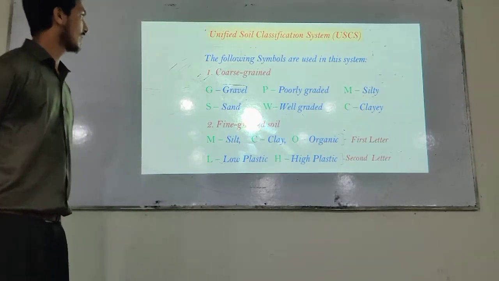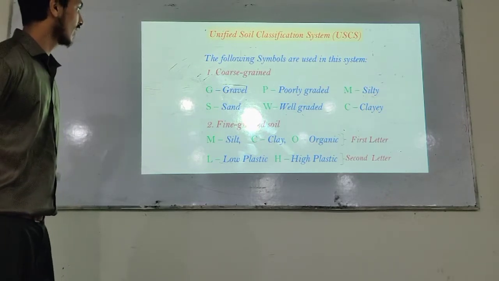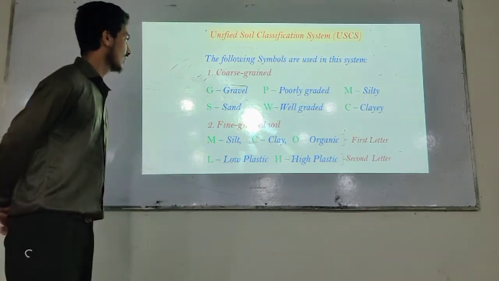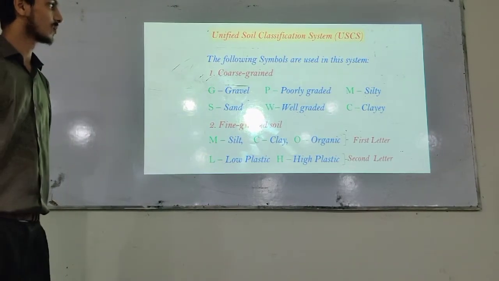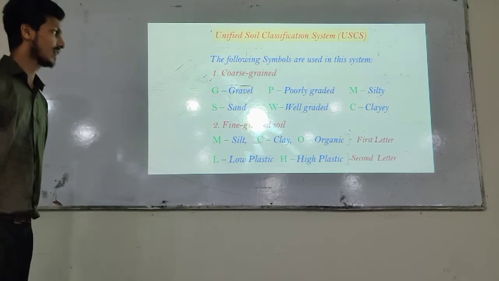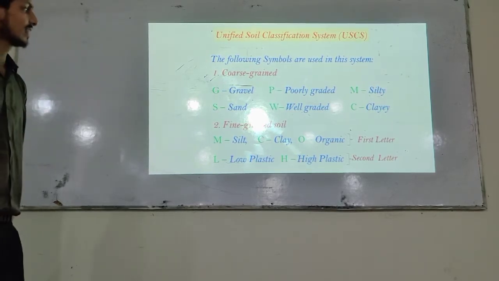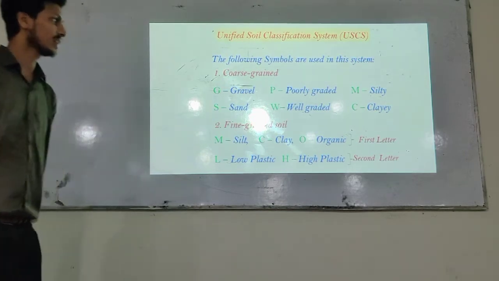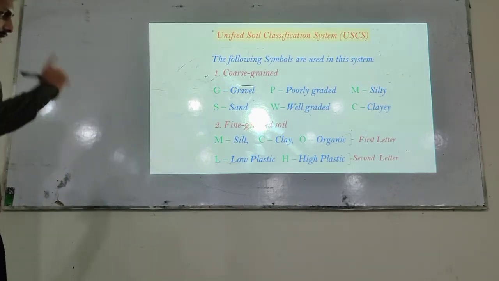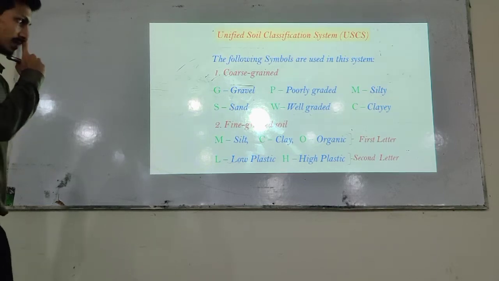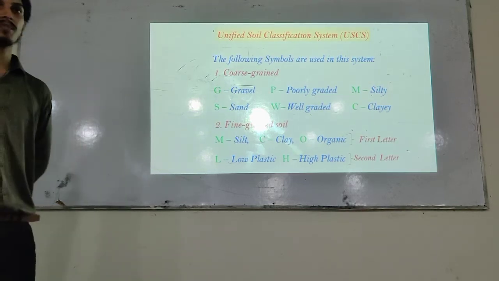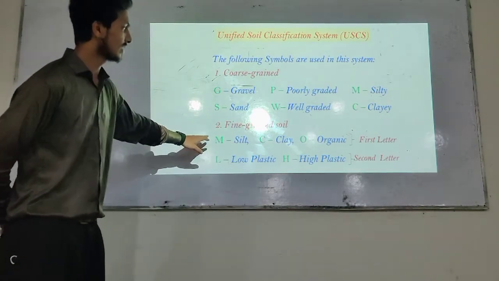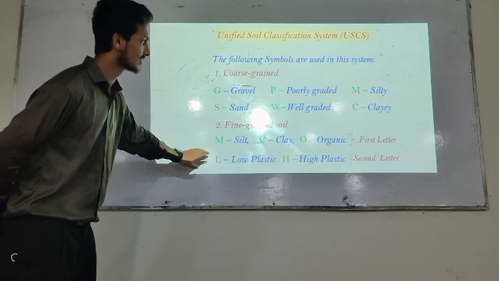We can see there is coarse grained and fine grained soil. This is the alphabet: G is gravel, P is poorly graded, S is sand, W is well graded, C is clay, M is silt, C is clay, or O is organic. The first letter, and there is another, the second letter: L is low plasticity and H is high plasticity. In the previous slide we talked about these two. This is the first letter and this is the second letter.